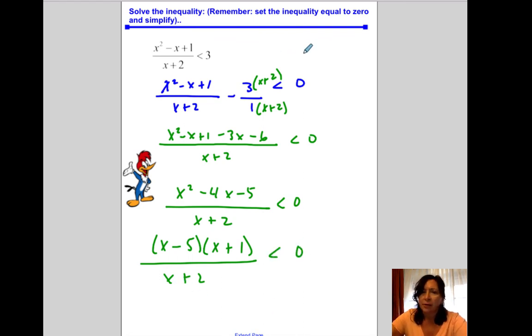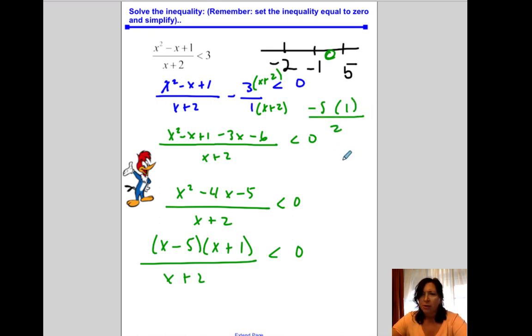Use my zeros. Let's use our sign pattern testing. So our values are going to be 5, -1, and -2. So -2, and here's -1. I'm going to choose a number in between here, 0, I love 0. And that's going to be -5 times 1 all over 2, which makes -5 halves. Is -5 halves less than 0? Yes, so it's true. So it's up here, up, down, like that.